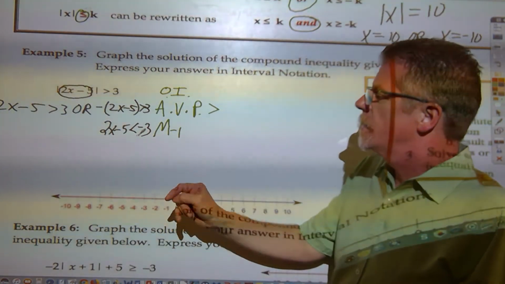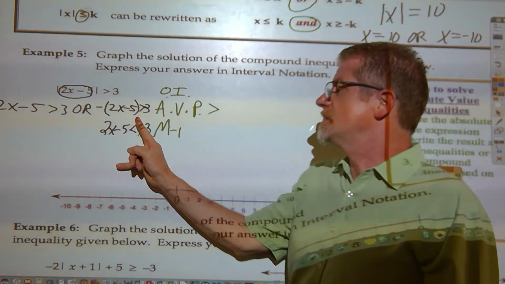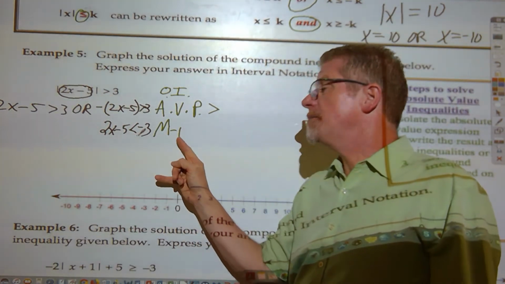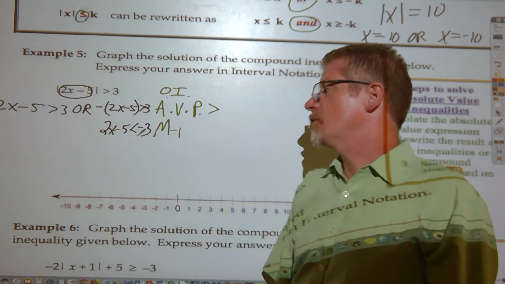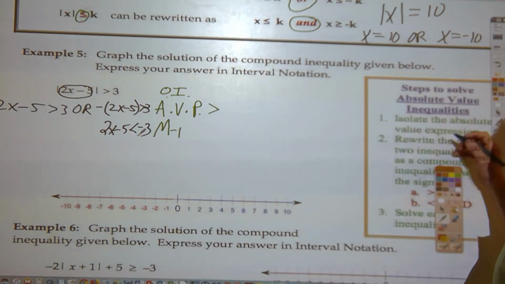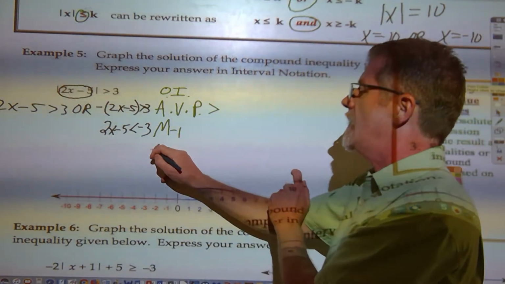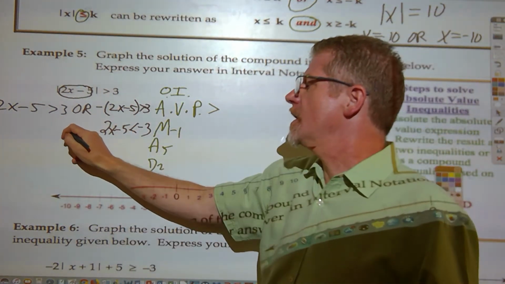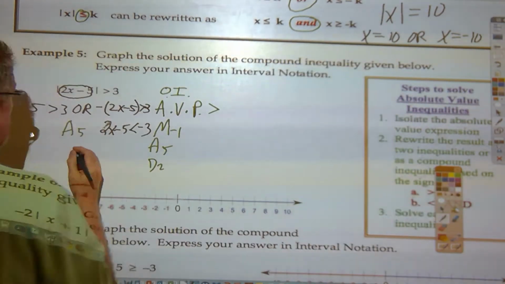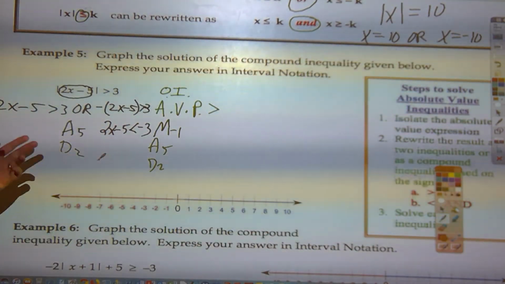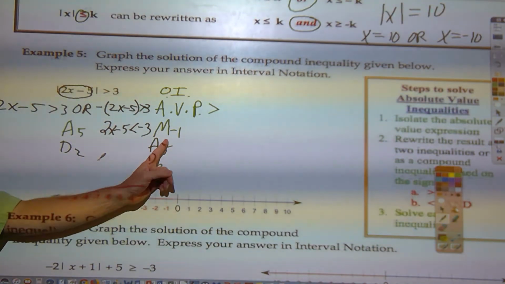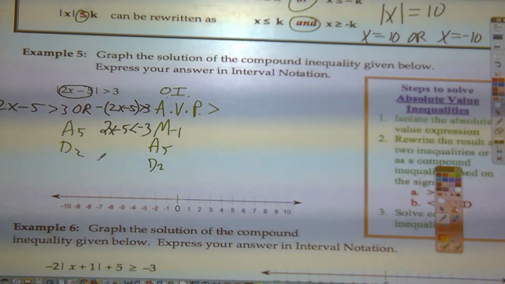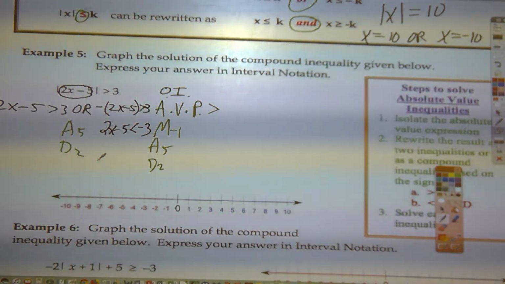What gives me freedom to flip the greater than sign to a less than sign? Whenever you multiply by a negative or divide by a negative, you reverse the inequality. So that's multiply by negative 1. And now, both are the same. We're going to add 5, divide by 2 in the right column. The only difference between these two columns is that this column started with a multiply by negative 1, as it always will when you're using absolute values.